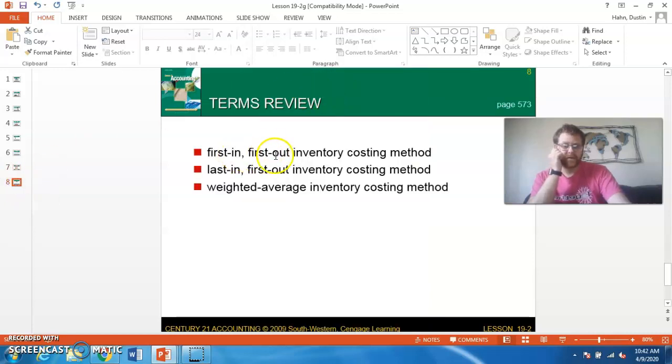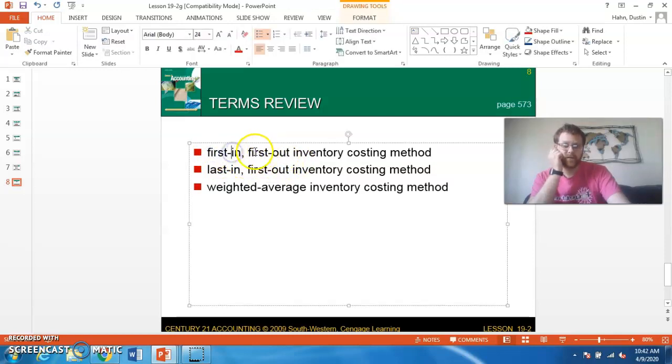Terms and review, first in, first out, obviously. First in, first out, that's your FIFO, F-I-F-O. LIFO, L-I-F-O, and you have your weighted average.